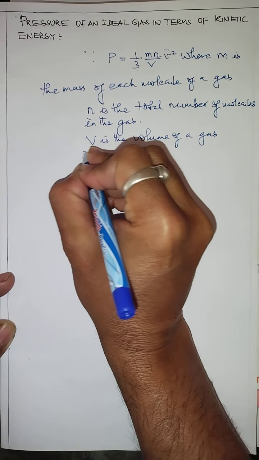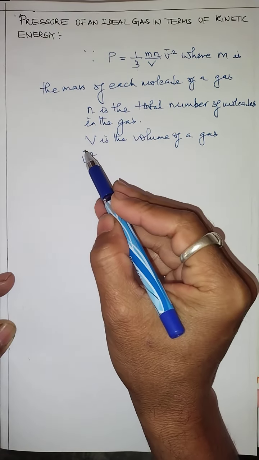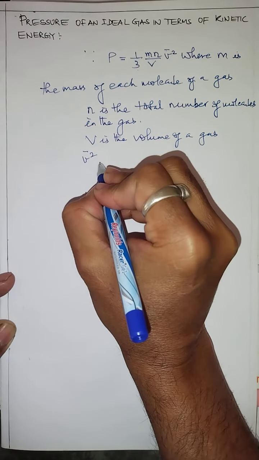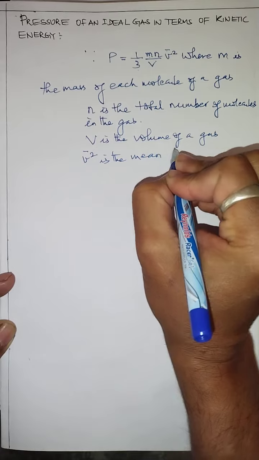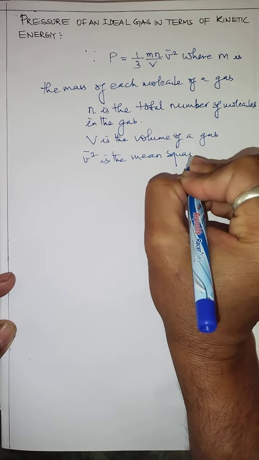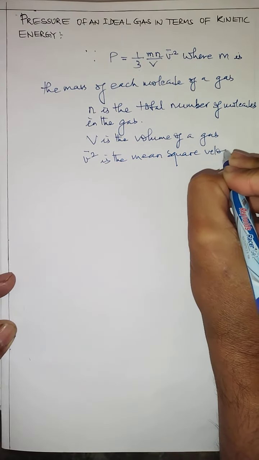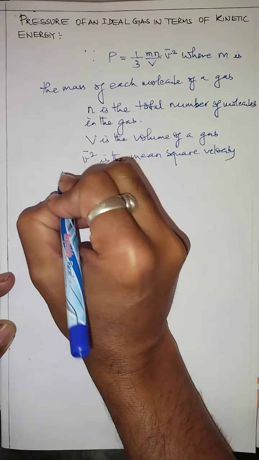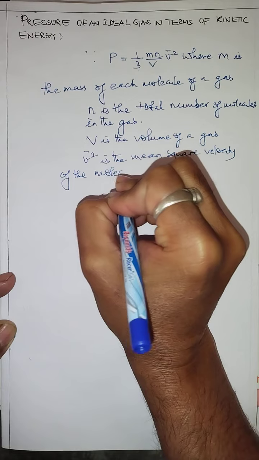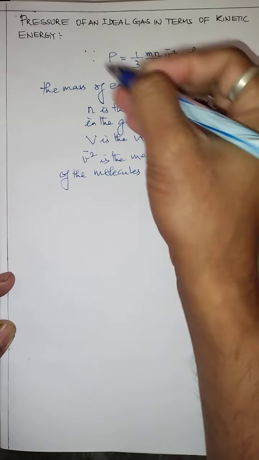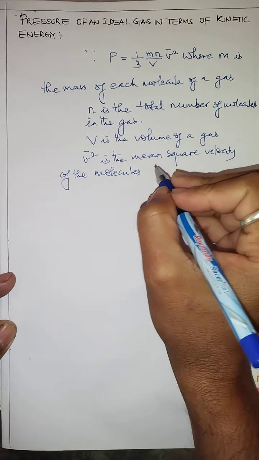So again I write down mean square velocity. How to read it? This is the mean square velocity of the molecules of the gas. So these are the symbols that you can see in the expression of pressure.